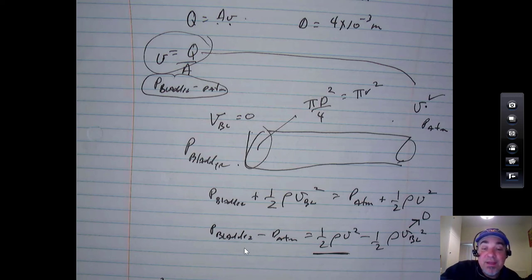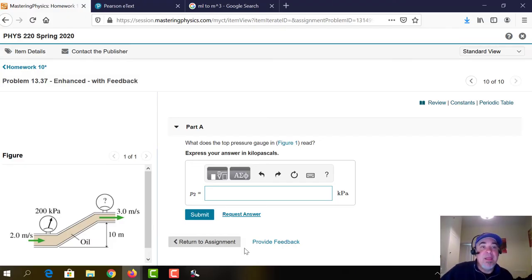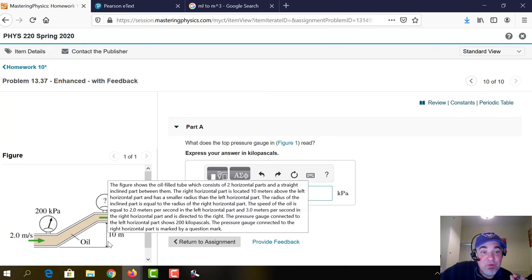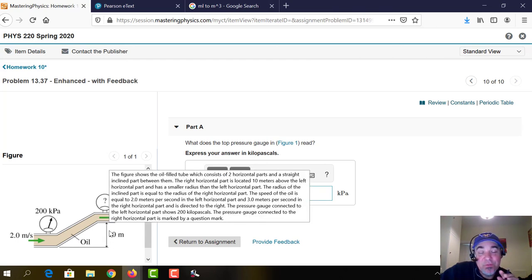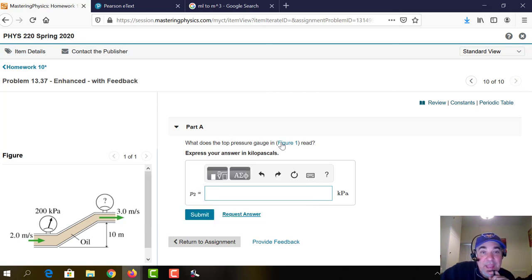Alright, let's look at the final question. Now you see with this problem in the picture, this actually has a difference in height. The previous picture was just a horizontal tube, but here, because there's some height, we've got a gravitational potential energy term. And we want to know what is the pressure up here.